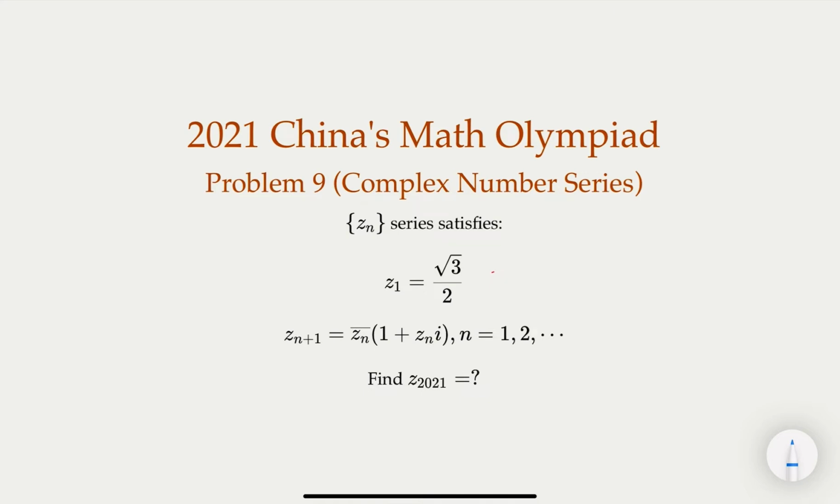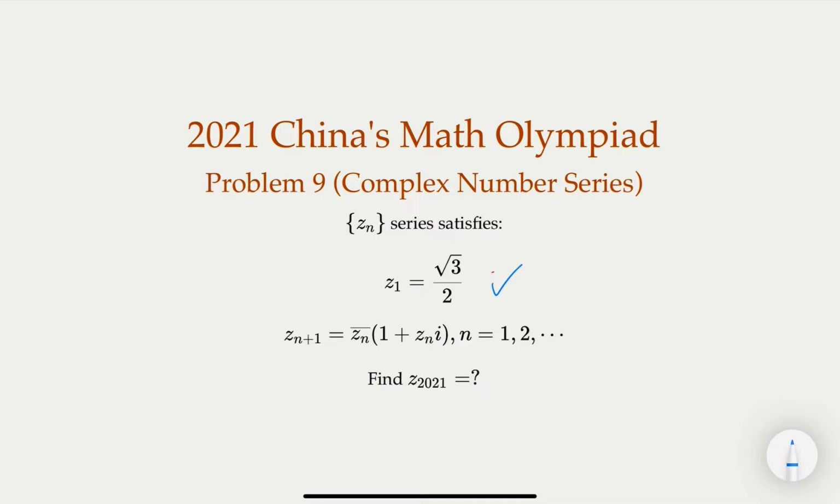All right, this is 2021 China's Math Olympiad, problem number 9. It is about a series of complex numbers. This particular series has the following properties. The first element is given, which is a real number, square root of 3 over 2.